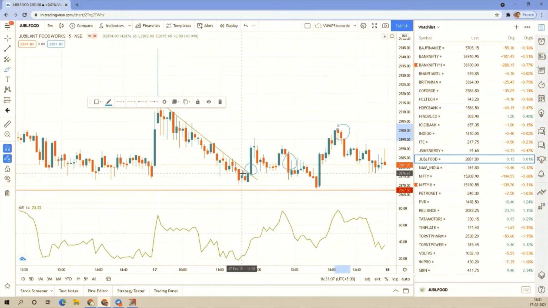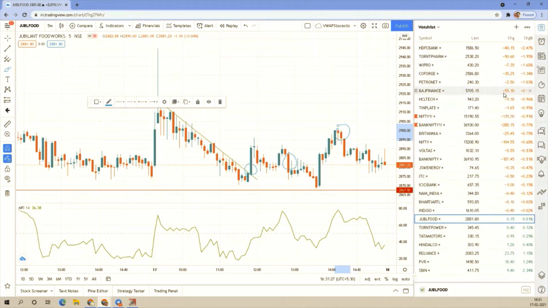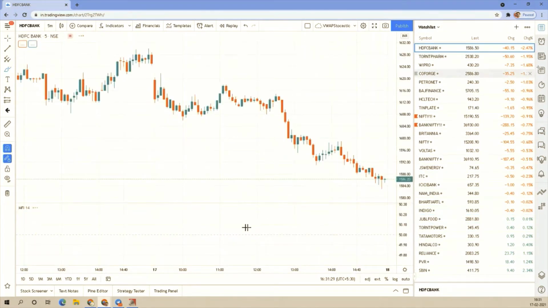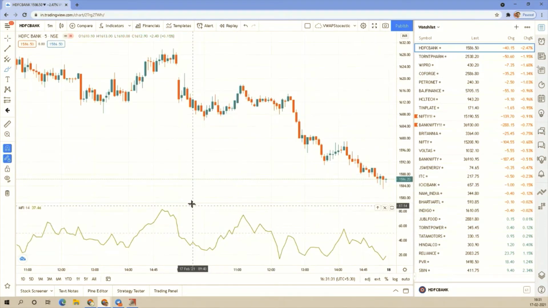So it's again 2876 to 2900, close to 24 points. 24 points is again with futures, and I think that's a good profit. So let us see how this works on the sell side. Let us take HDFC Bank today. It started going down. It started going down.